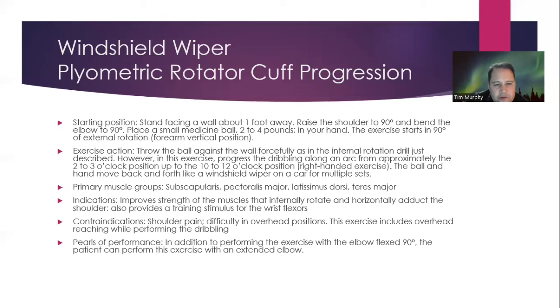Indications: it improves strength of the muscles that internally rotate and horizontally adduct the shoulder. It also provides a training stimulus for the wrist flexors. Contraindications: shoulder pain, difficulty in overhead positions. This exercise includes an overhead reach while performing the dribbling. And the pearls of performance: in addition to performing the exercise with the elbow flexed at 90 degrees, the patient can perform this exercise with an extended elbow.